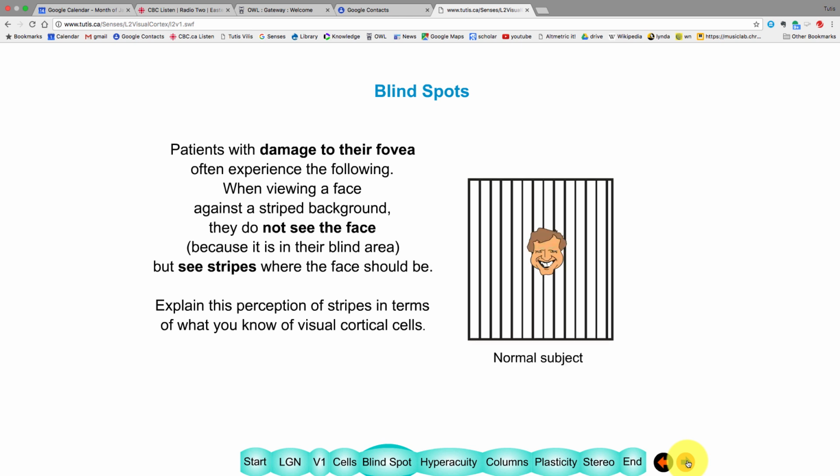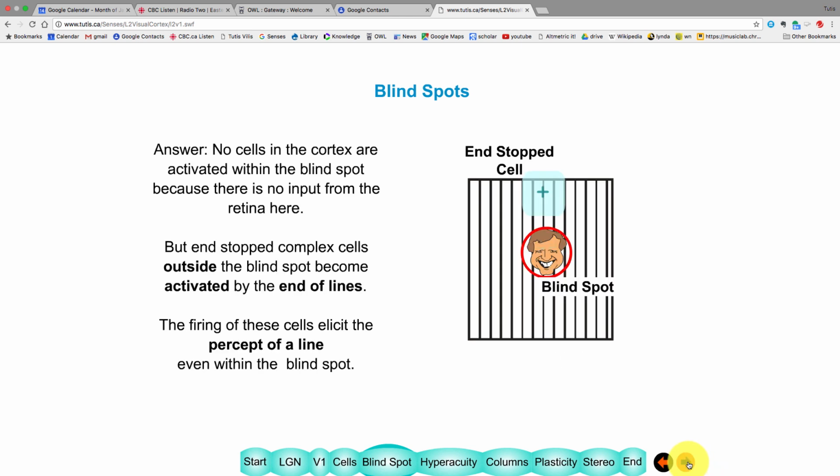So the stripes were still visible in his blind spot. Now, how does that happen? How does the visual system see that? Well, the answer is that when a face appears there, there's no cells, because he's got the scotoma, that see that face. Okay? Either the scotoma is because all the ganglion cells in that region have been damaged, or because the cortical area that represents that area of the retina has been damaged.